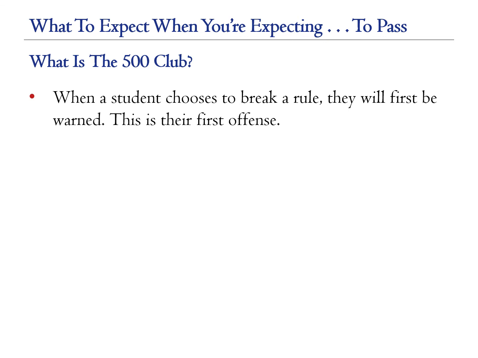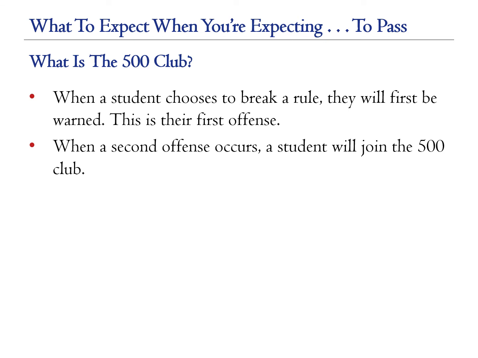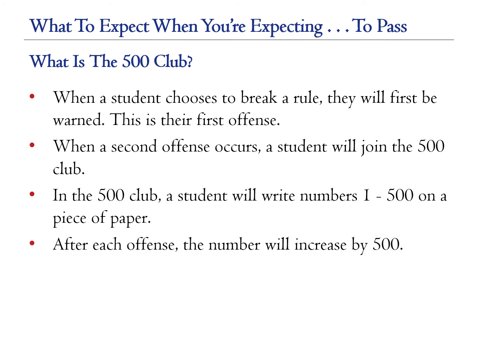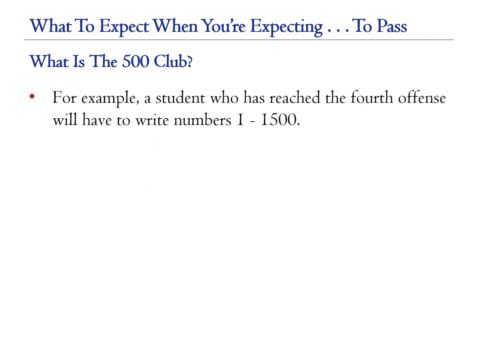What is the 500 Club? When a student chooses to break a rule, they will first be warned. This is their first offense. When a second offense occurs, a student will join the 500 Club. In the 500 Club, a student will write the numbers 1 through 500 on a piece of paper. After each offense, the number will increase by 500. For example, a student who has reached the fourth offense will have to write the numbers 1 through 1500.